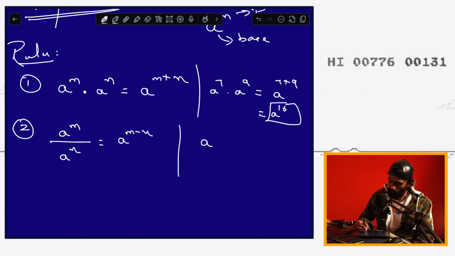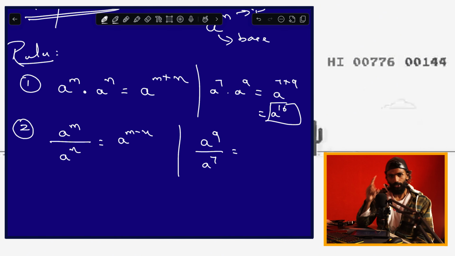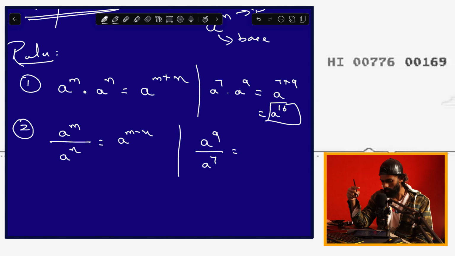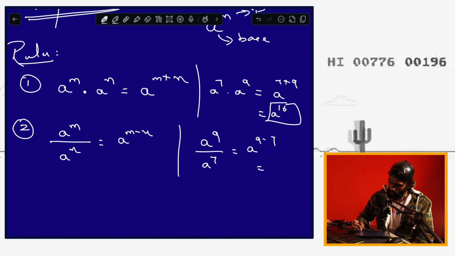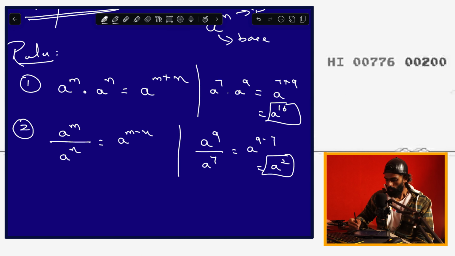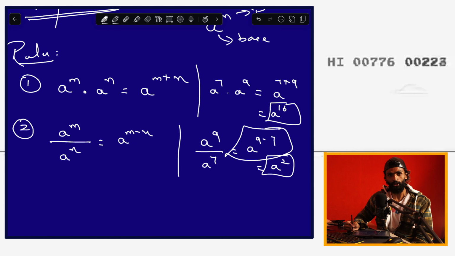Right now, let's say a to the power 9 by a to the power 7. Check: are the bases same? Yes, they are same. Now what sign is in between? Division sign. So we subtract the powers. a to the power 9 minus 7. The answer is a squared. Now, is this step of writing 9 minus 7 essential? Initially, yes. Once you are well versed with it, then not required.